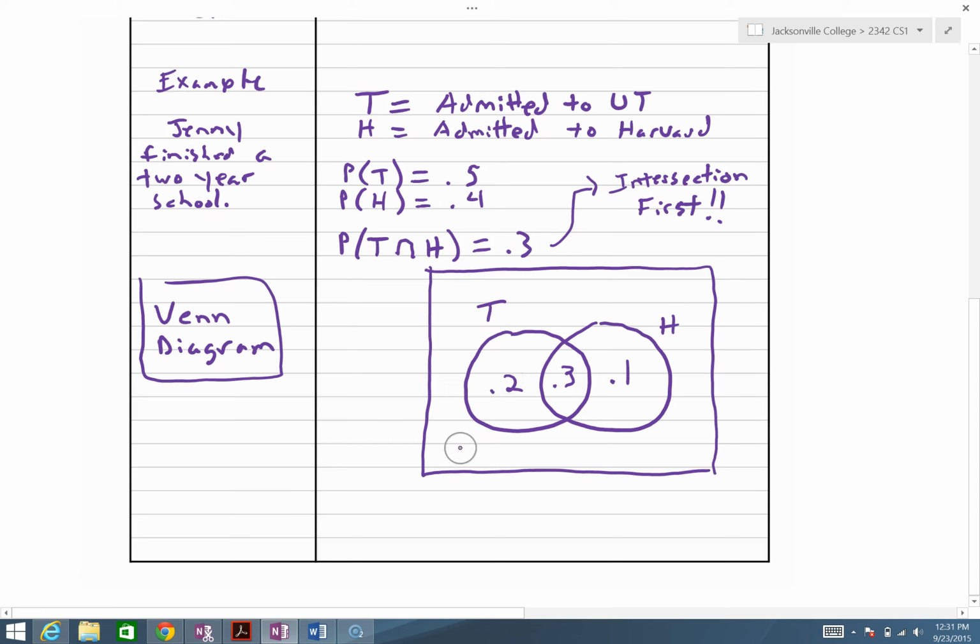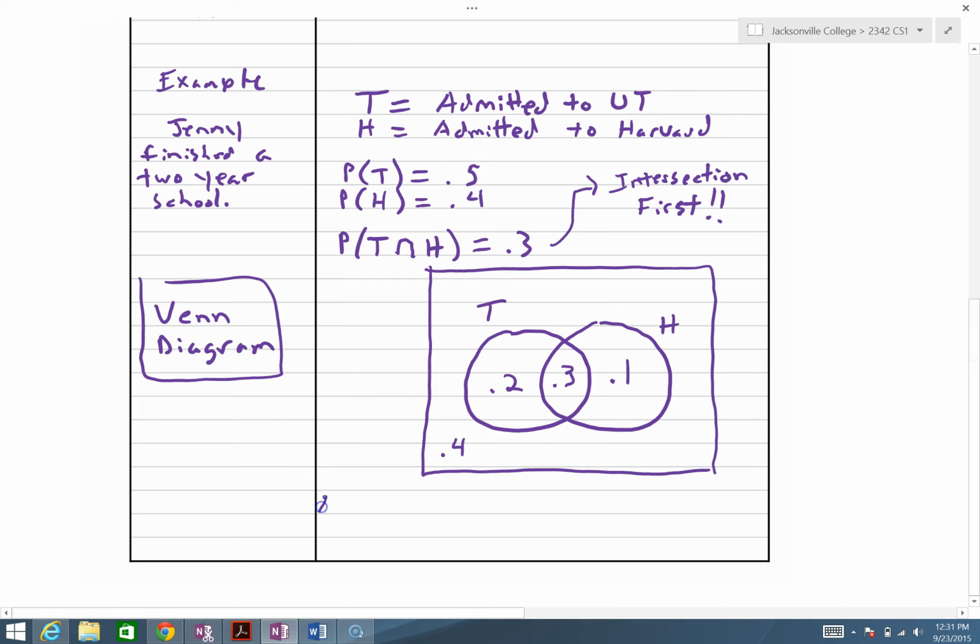The question is, what is out here? What's out here is did not gain admittance to Texas or Harvard. Maybe she's going to go somewhere else. Out here is just the percent that is not Texas or Harvard. It's the rest. 0.2 and 0.3 is 0.5 and 0.1 is 0.6. So the rest out here is 0.4. That is 40% of the time Jenny will not get into Texas or Harvard. Using this picture, we can answer many questions.